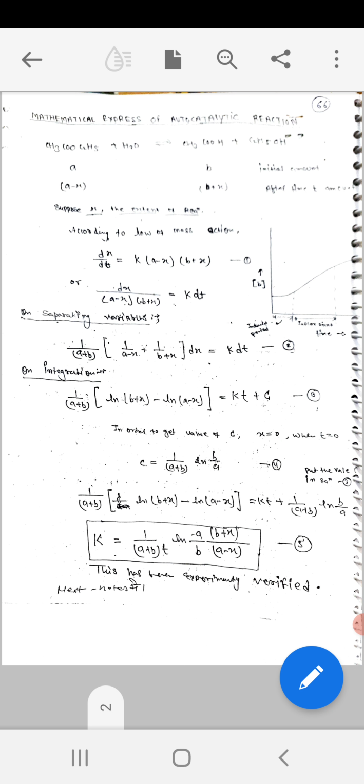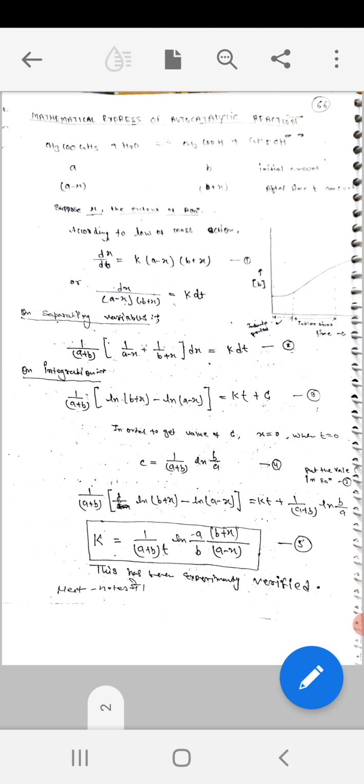Similarly, the acid which is formed is B plus X. Initially it is B and now X is added to it. And initially the ester concentration is A and X is consumed from it. According to the law of mass action, dX/dt is equal to K, the rate constant, into the concentration of A minus X and into the concentration of B plus X. Okay, the rate depends on A and B both.